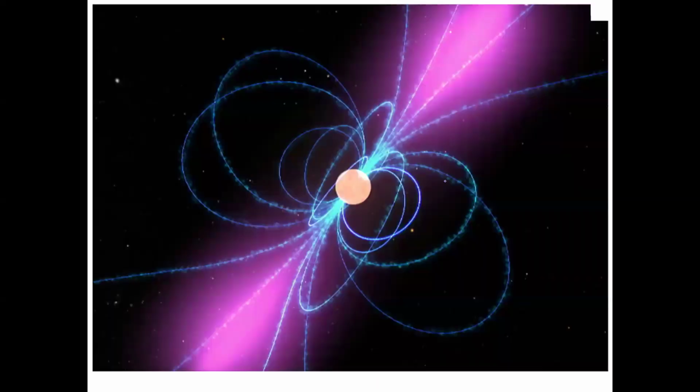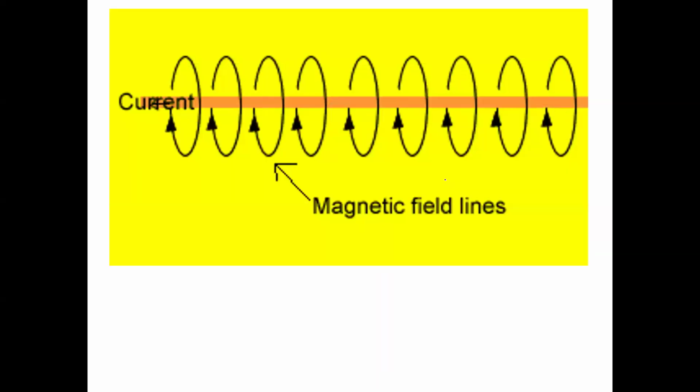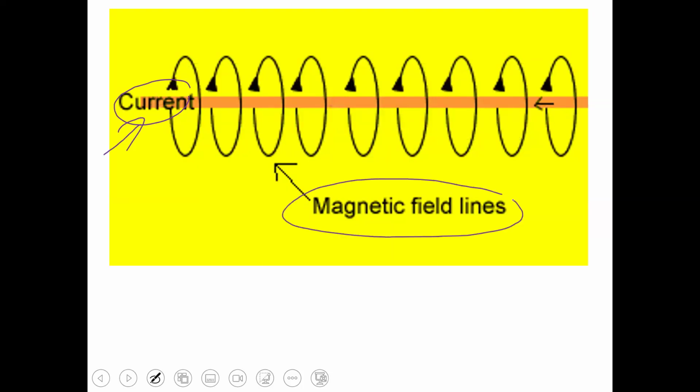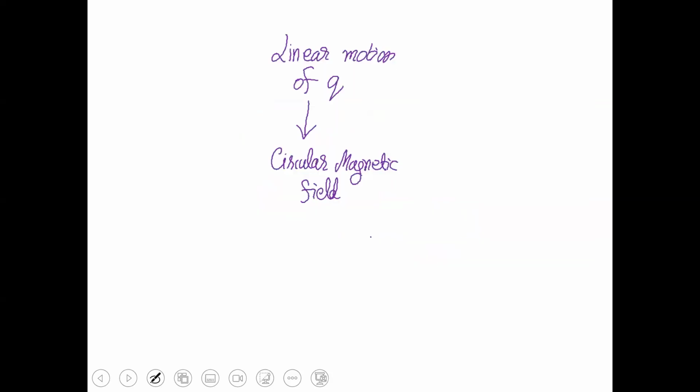For example, in an atom, electrons are moving around the nucleus. This is a moving charge. When a charged particle moves in a straight line, we call it current. Now look at these circles. These separate circles represent magnetic field.